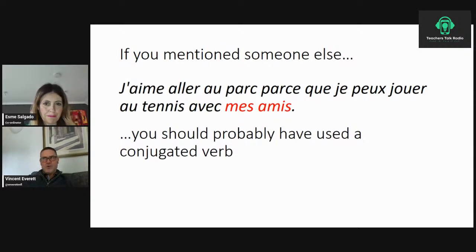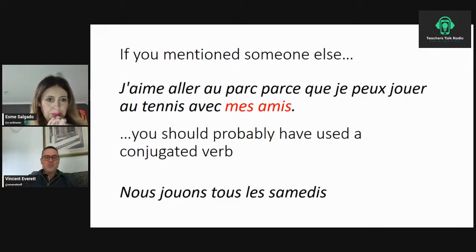We teach the present tense, but do pupils have a trigger for using it? Do they know when to deploy it? Make it a rule. If you say my brother, he does something, or we, if you do it together. If you say my sister, she does this, I do that, or we. Okay. I like to go to the park because I can play tennis with my friends. We play every Saturday.